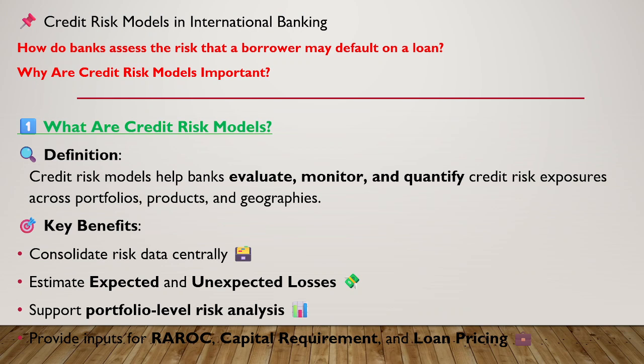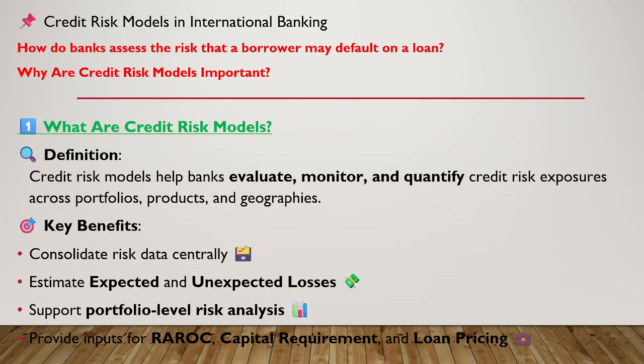Let me ask you something important. How do banks assess the risk that a borrower may default on a loan? That's where credit risk models come in. Credit risk models are mathematical frameworks that help banks evaluate, monitor, and quantify the risk of default across borrowers, portfolios, and products. They consolidate risk data, estimate both expected loss (EL) and unexpected loss (UL), and support everything from loan pricing to capital allocation. They're not just theoretical.